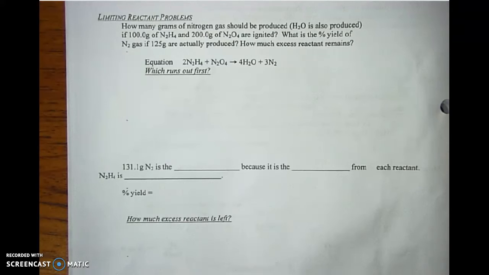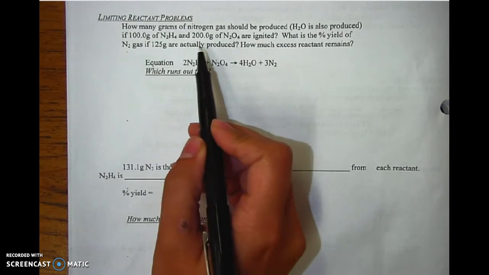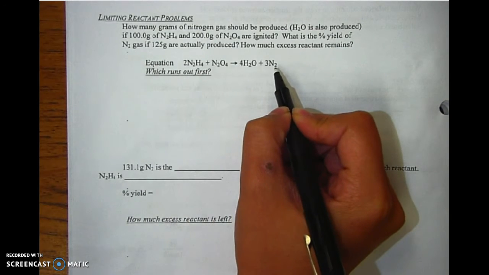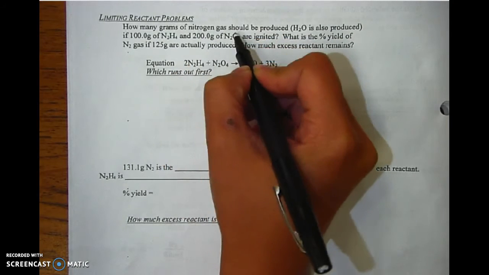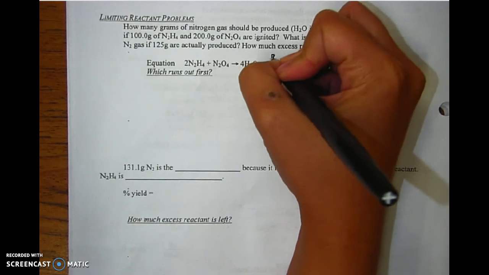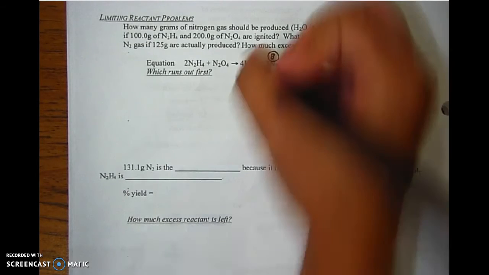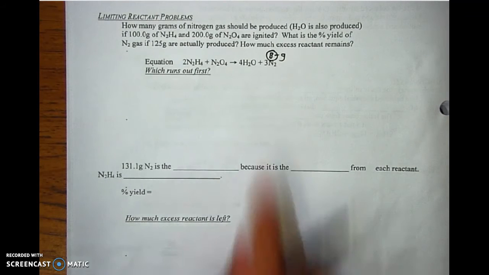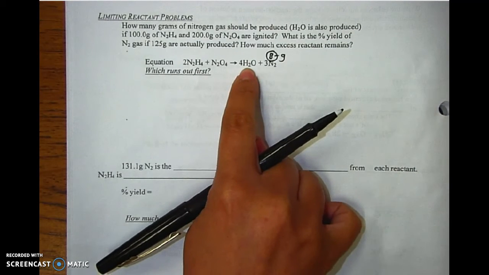All right, so the second problem that we have in our notes today is this limiting reactant problem. And you're given the chemical equation of what's going on. It says how many grams of nitrogen gas should be produced. So right away I know that this is my B. I'm trying to figure out how many grams of the nitrogen gas are going to be made. You're being told that water is also a product.